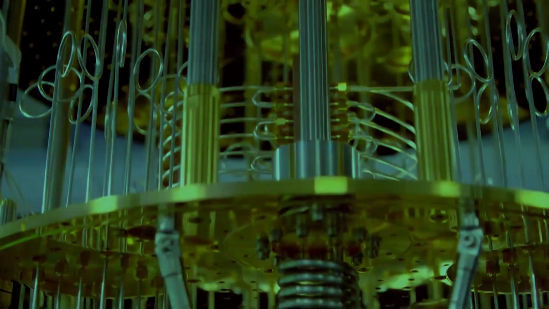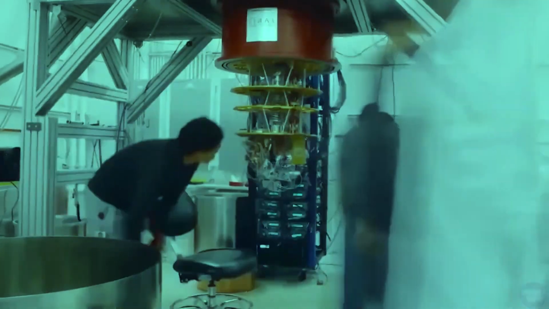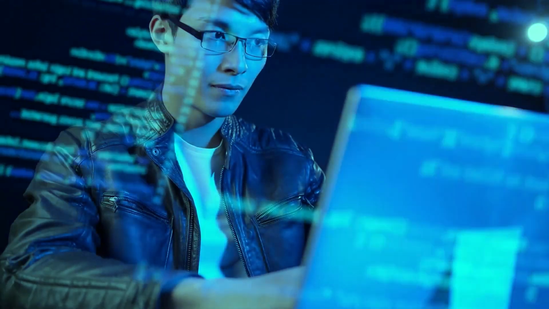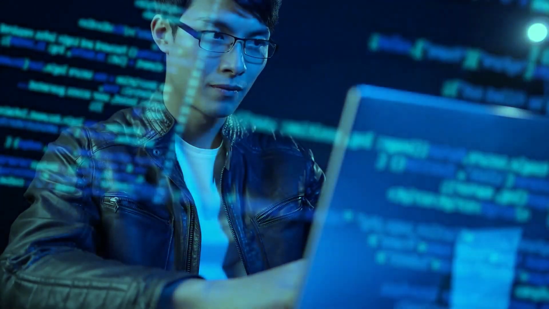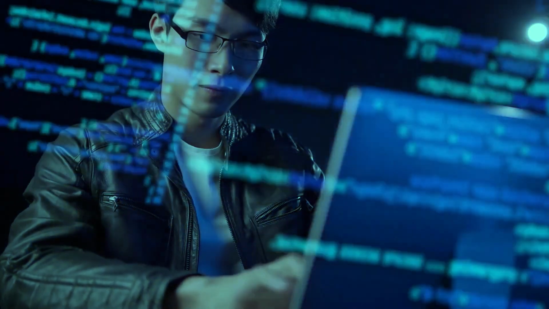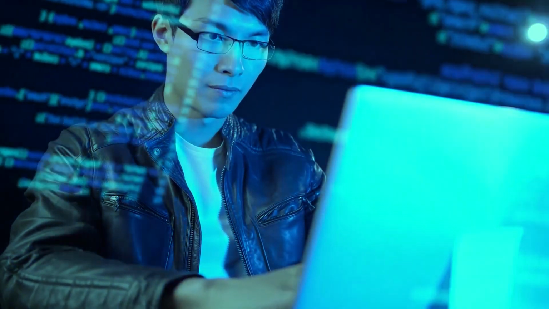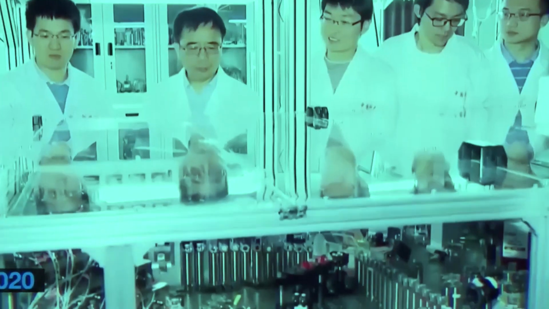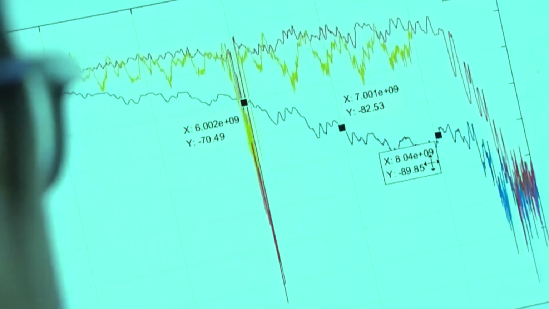What sets Jiuzhang 3.0 apart is its ability to detect 255 photons, compared to 113 photons in Jiuzhang 2.0 and a mere 76 in the original Jiuzhang quantum computer. This increased photon detection capacity significantly enhances the computer's performance.